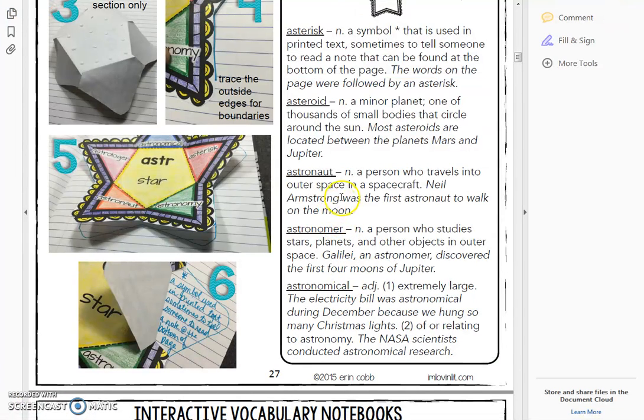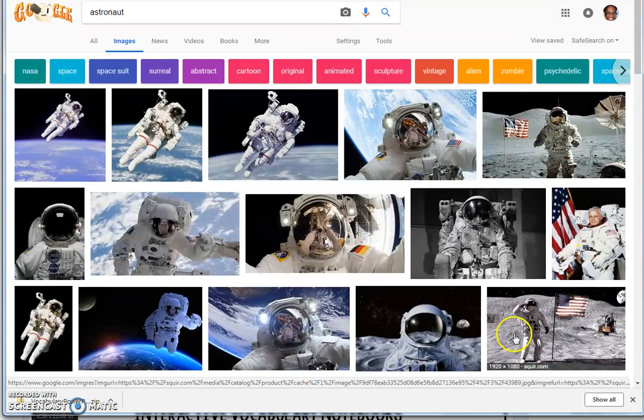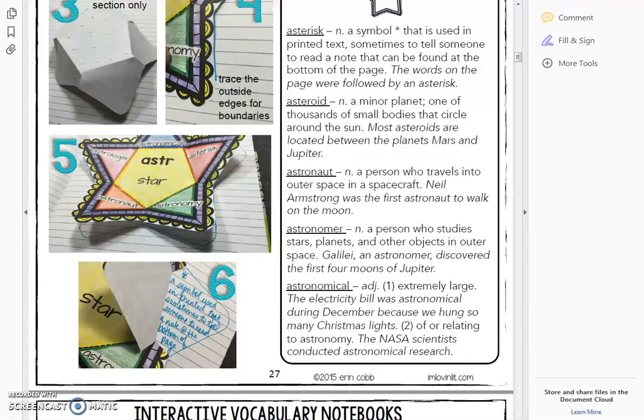Our next word is astronaut. This is also a noun, a person who travels into outer space in a spacecraft. And here's a sentence. Neil Armstrong was the first astronaut to walk on the moon. Again, I like to see some examples. This helps me learn. And so here are some pictures of some astronauts. Here's one on the moon. Some in space, so I think that's pretty cool.